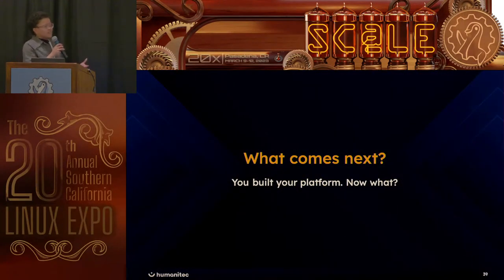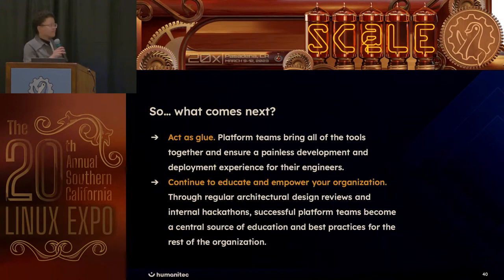Now, what comes next after you've built your platform? The most important thing is to embrace the role as glue. As a platform team, you understand all of the problems that your organization is facing when it comes to the setup, and you understand why you've built the solutions that you have. So it's really important to continue to glue all of those tech tools and solutions together and continue to improve the developer experience for your engineers.